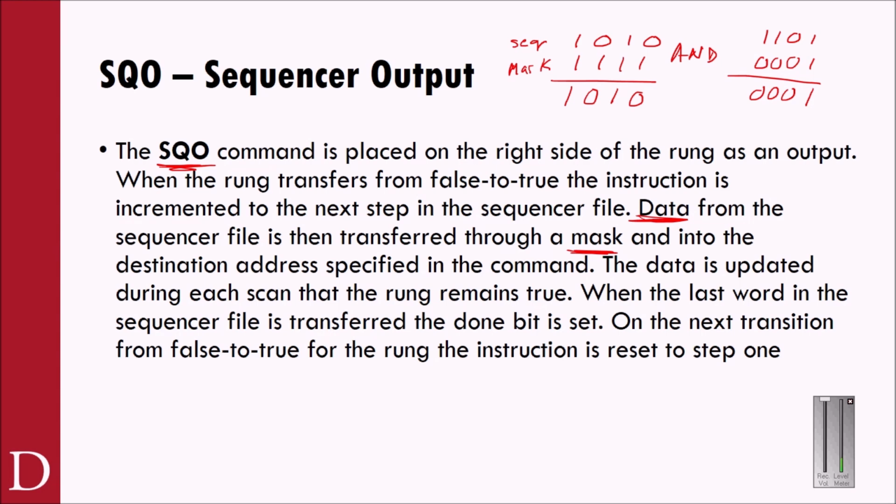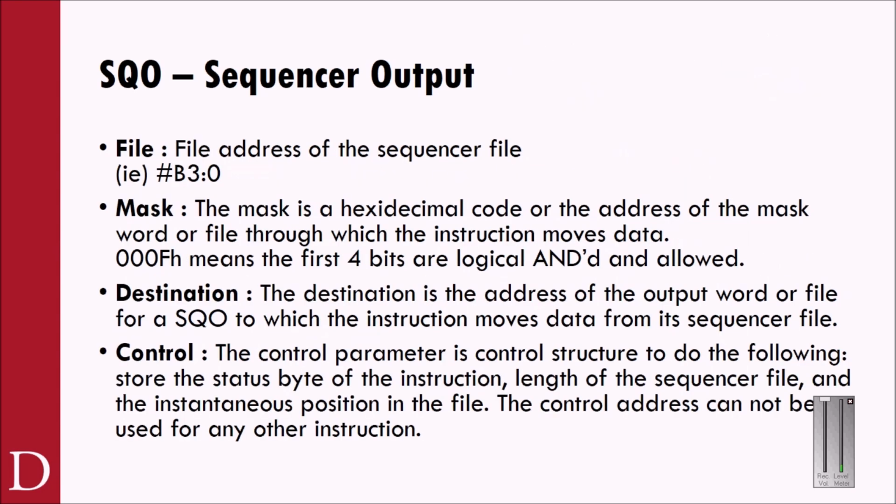You'll see that here in a few minutes as I step into the demonstration. All right, so the first thing that we look at is the file address of the sequencer. And you can use an integer file for an address. You can use a binary file. It's very common to use a binary file as the address for your sequencer, but that's where my data is going to be stored essentially.